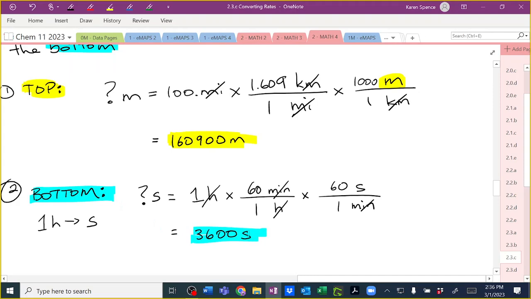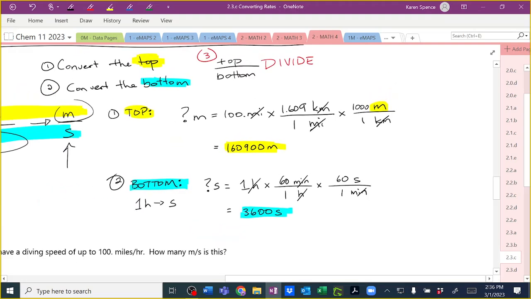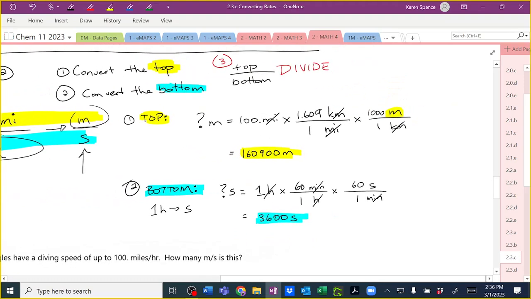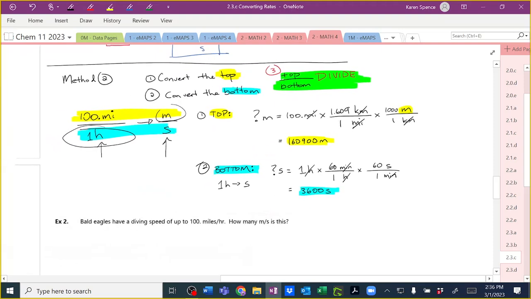So step 1, calculate the top. Step 2, calculate the bottom. Step 3, you're going to put the top over the bottom and then divide them. Okay, so we're going to take the top over the bottom and then divide.